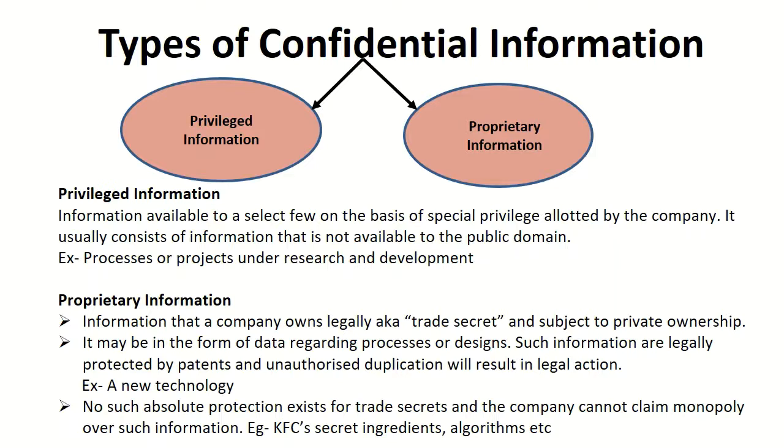Proprietary information: information that a company owns legally, also known as trade secret and subject to private ownership. It may be in the form of data regarding processes or designs. Such information is legally protected by patents, and unauthorized duplication will result in legal action. For example, a very new technology developed.